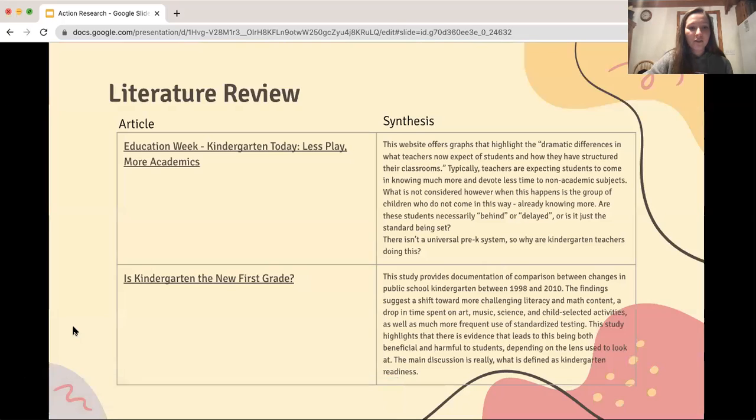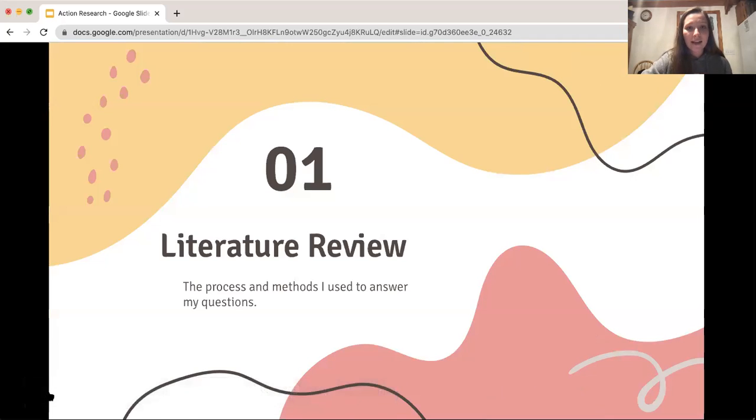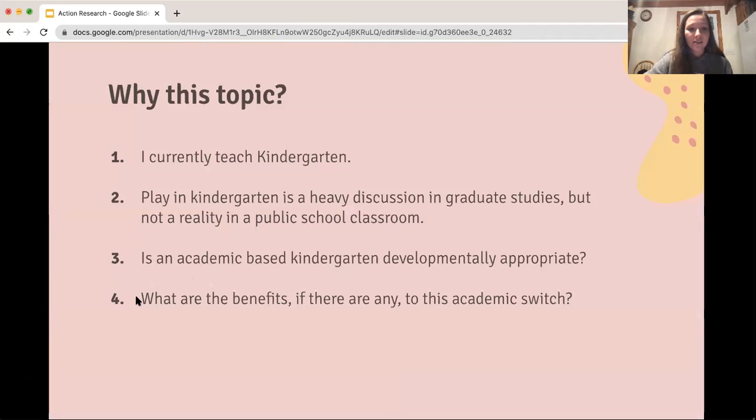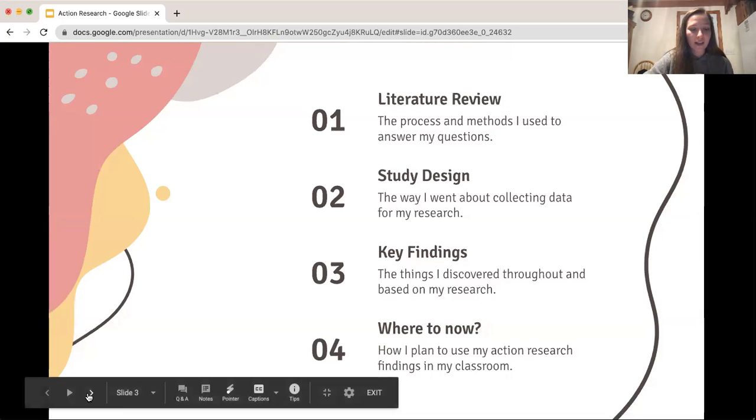For this particular literature review, let me go back to this page so I can give a little spiel. For this particular part of the assignment, we were asked to find 8 to 10 sources to help guide our research, things that people had already published about our topic. So I once again used these questions. Is it developmentally appropriate? What are the benefits to this, right? What did kindergarten used to look like? Truly, when kindergarten was first thought of, what did it look like versus what does it look like now?